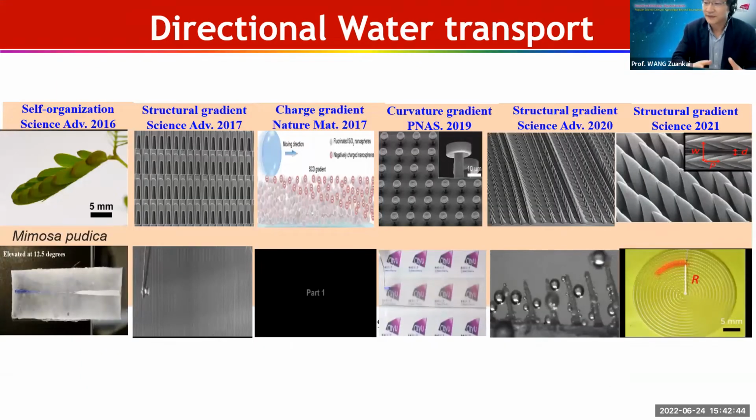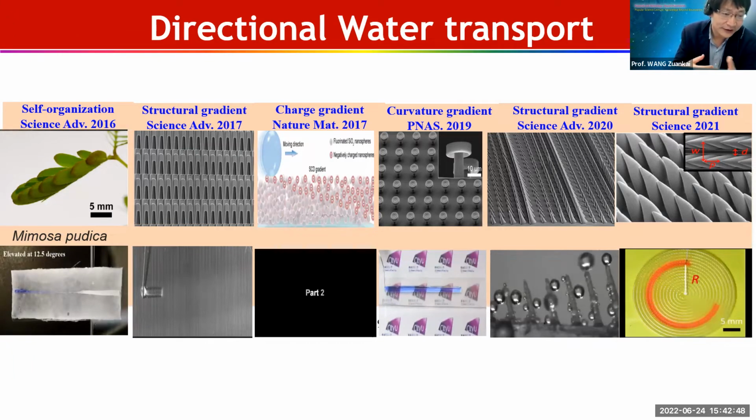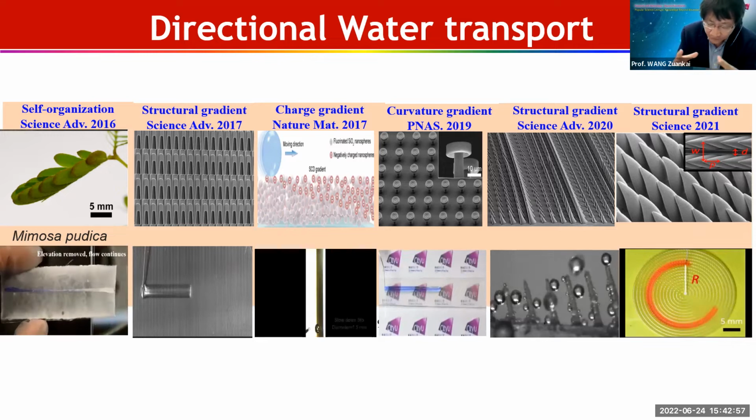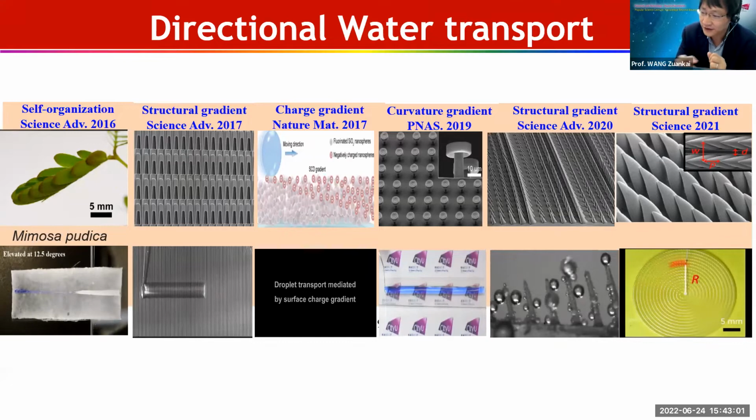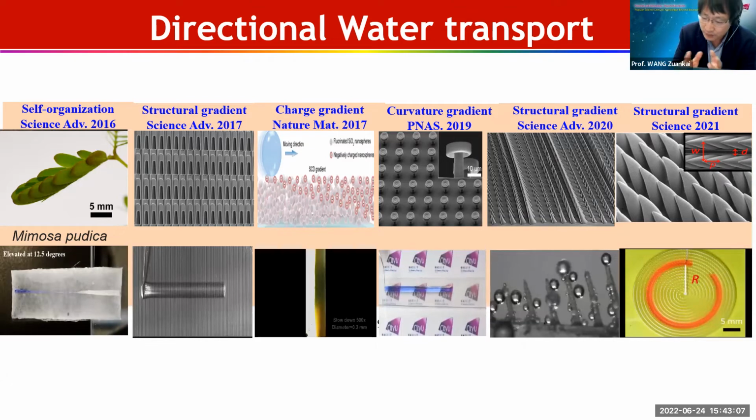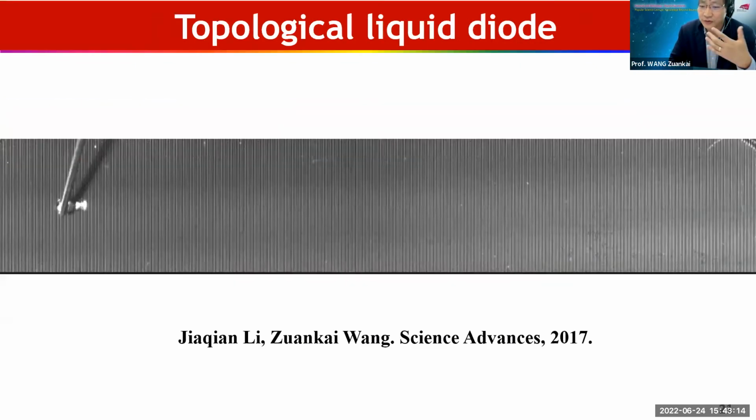I was very fortunate to collaborate with Antonio in 2016. We published a paper to mimic Mimosa. Because of this kind of self-assembly, the water can flow spontaneously. And after that, we designed different surfaces to make water flow, no matter on a hydrophilic surface or a hydrophobic surface, even small droplets, we can control the flow, right?